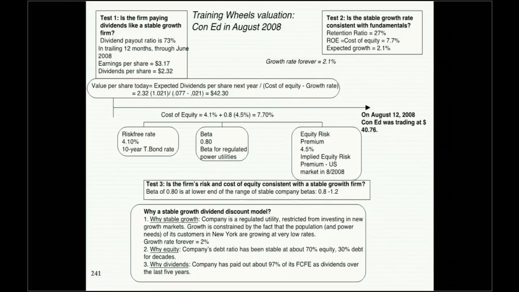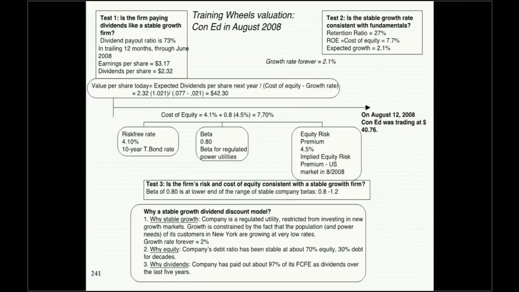Test three, I checked to see that they had a beta that was considered a mature company. You're saying, what do you mean? If your beta is 2, then I can't use a stable growth model, because that's not consistent with a mature company. That's a high-risk company, and either I have to bring your risk down or look to see what's driving that risk. But in this case, the beta that I got was 0.8, which is roughly what regulated utilities have, close to what a mature company should be. I use that beta to come up with my cost of equity. My cost of equity is the risk-free rate plus beta times my equity risk premium, 7.7%.